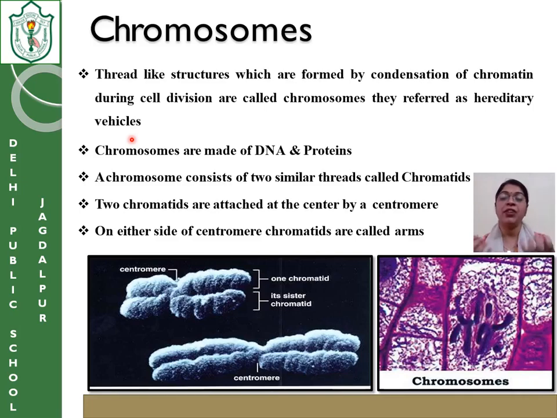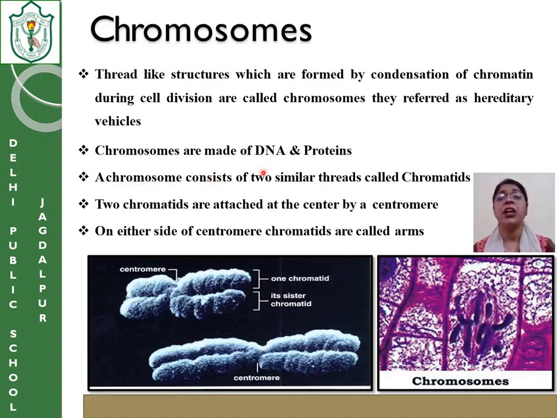The very fine thread-like structures, that is chromatin, condense and form a rod-shaped structure that is called chromosomes. And these chromosomes are carrying the hereditary information from the parents, and during the reproduction process they are transferring these hereditary features to the next generation. Okay, so in detail we will study.